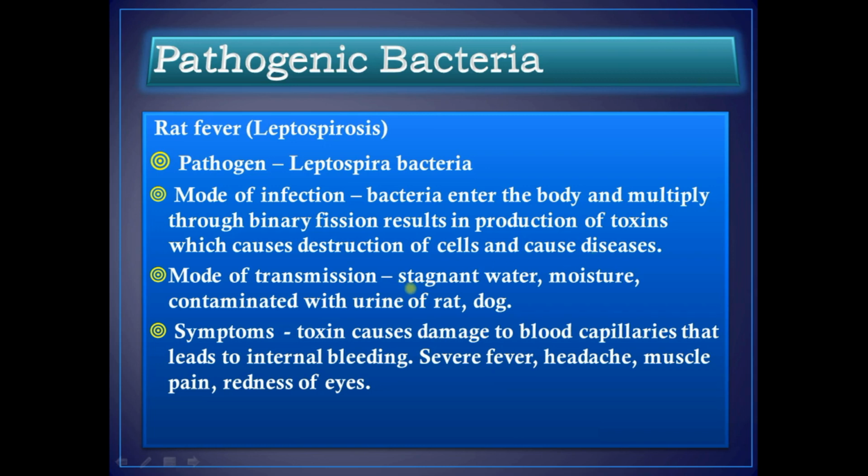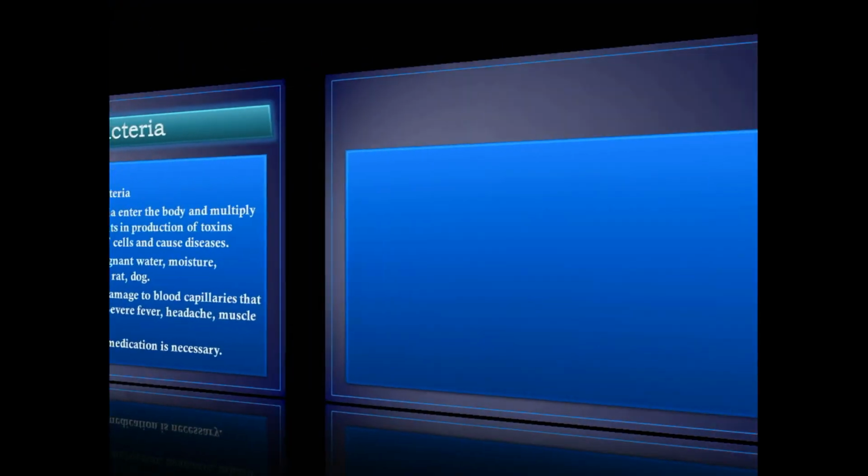And how do they spread? They spread through stagnant water or moisture contaminated with urine of rat as well as dog. And what are the symptoms of leptospirosis? Internal bleeding. How is it caused? Due to damage of blood capillary. Then severe fever, headache, muscle pain and redness of eyes. Immunization and proper medication is necessary to fight against the disease.